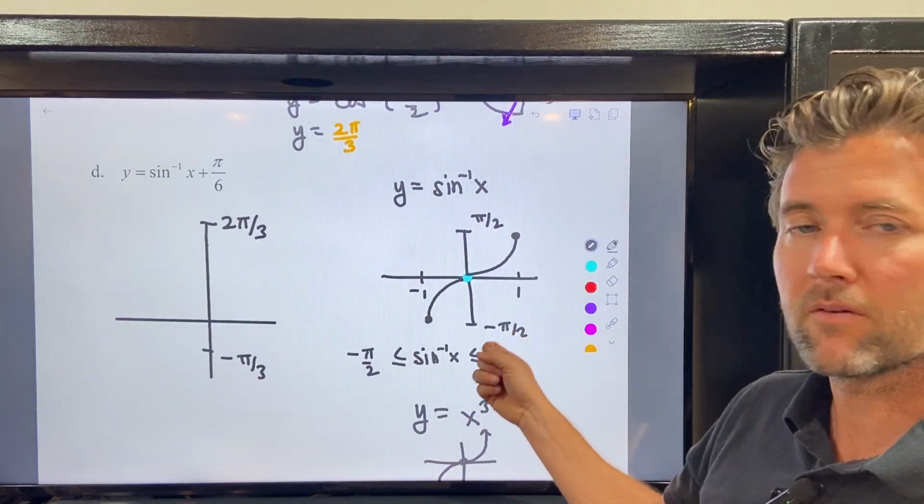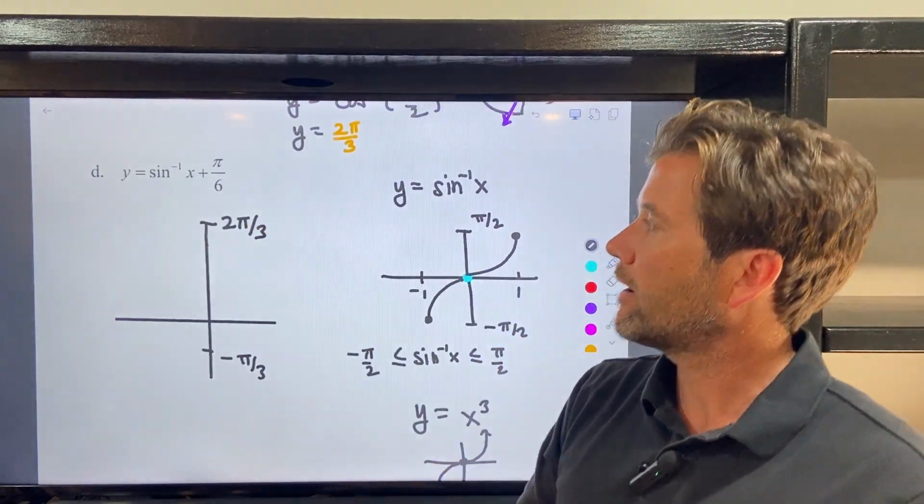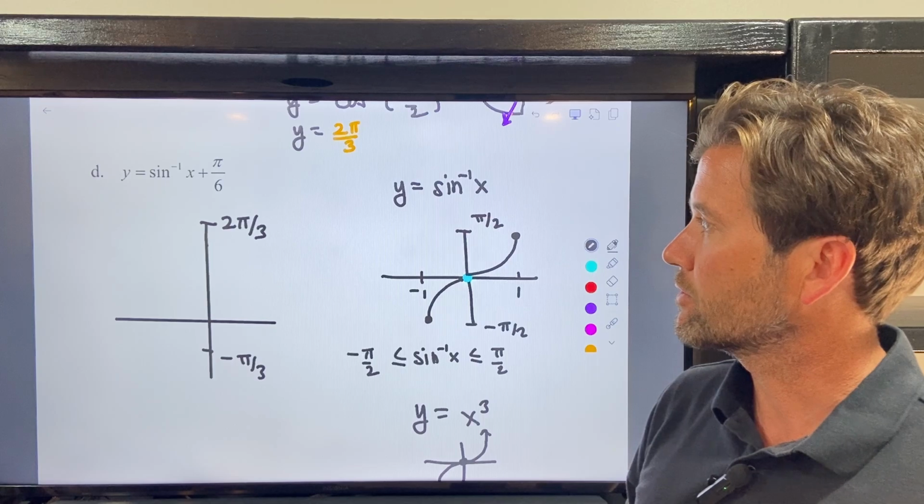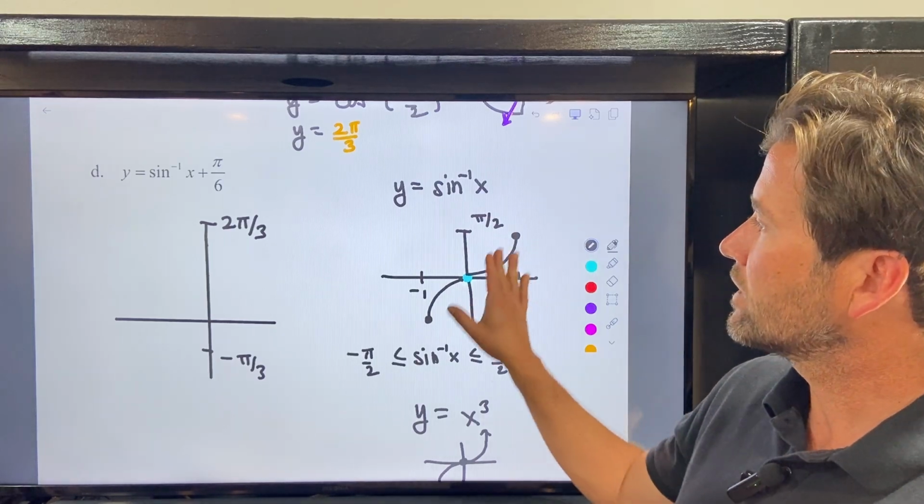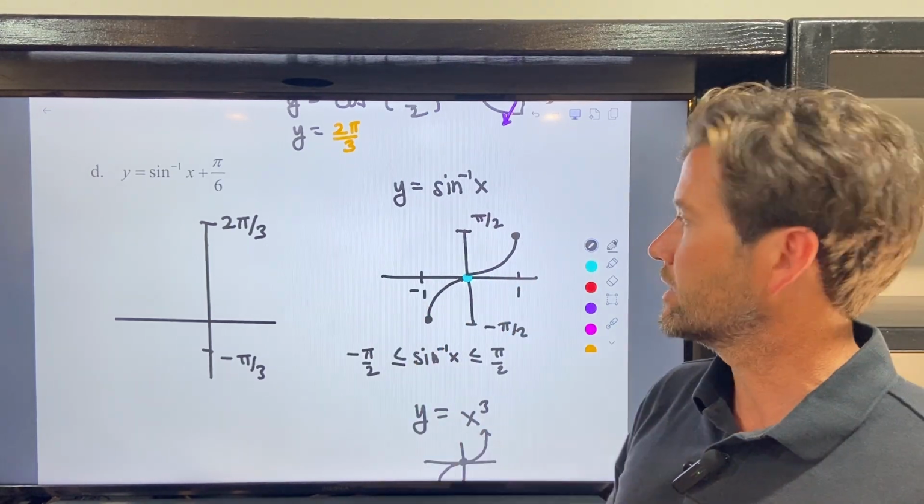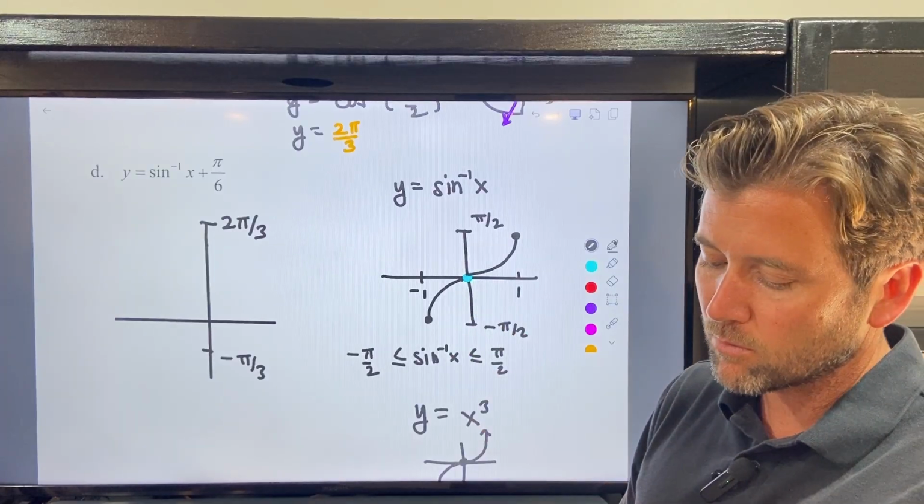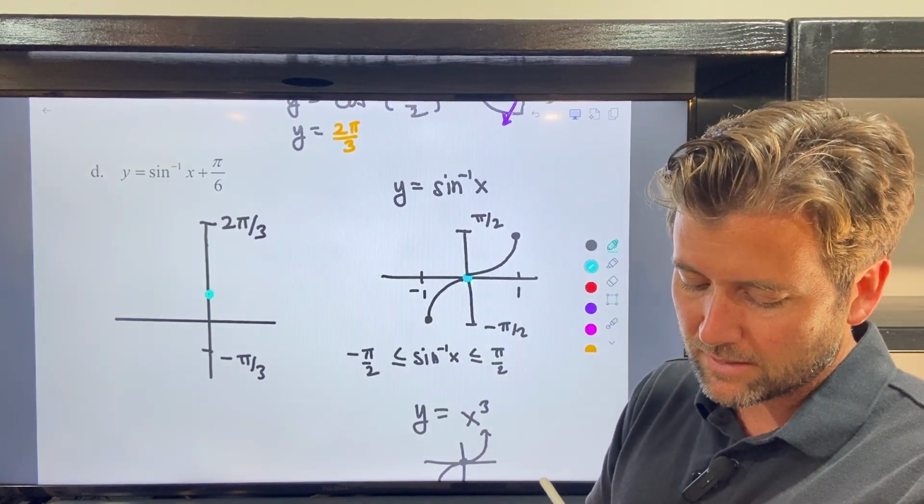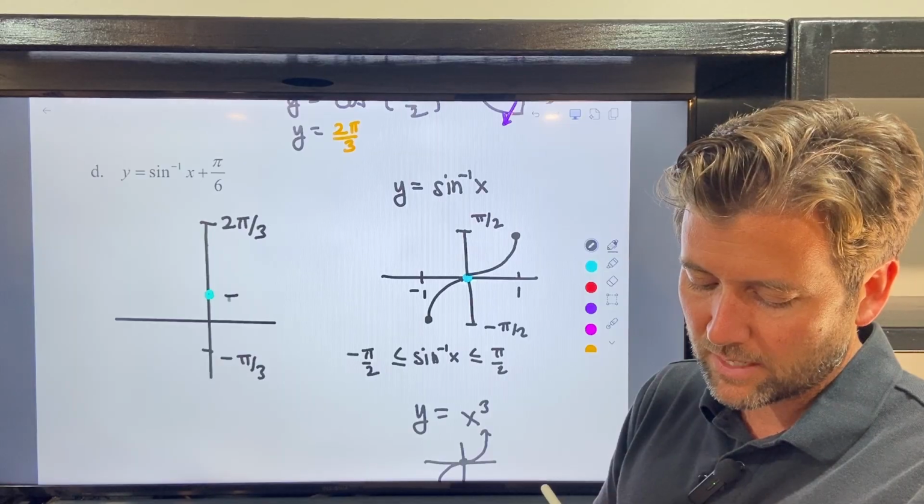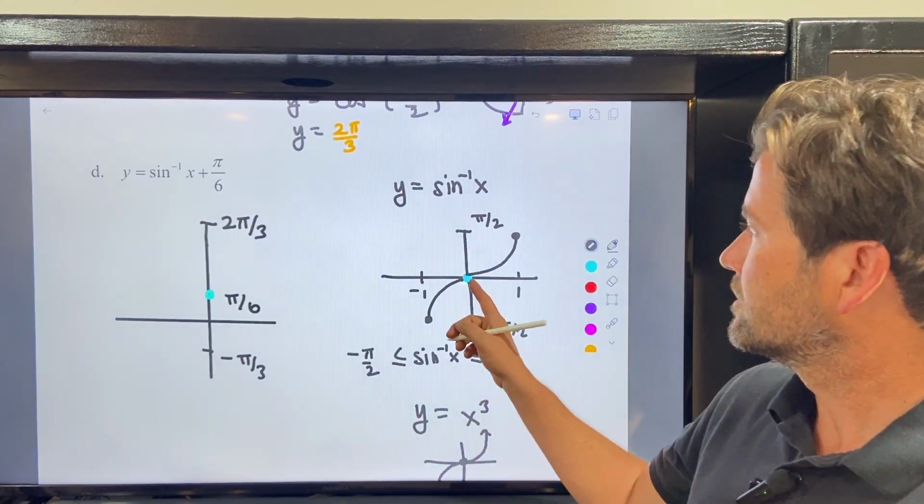Or you just take negative pi over 2, you shift it up pi over 6, and you end up with negative pi over 3. Now every point on this curve is going to be moved up pi over 6. But I'm going to focus on that blue one for a moment. It's going to be right there at pi over 6. It was at 0, 0.